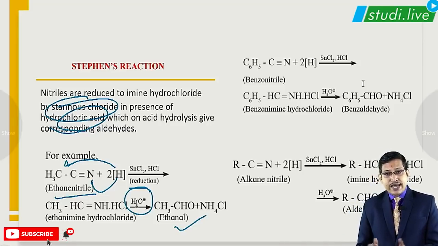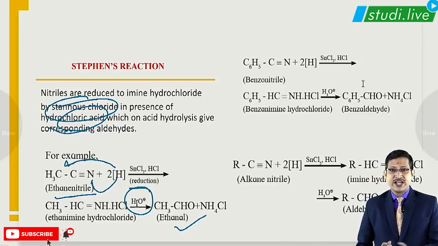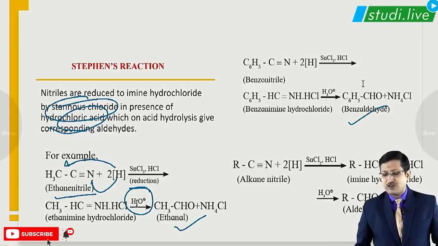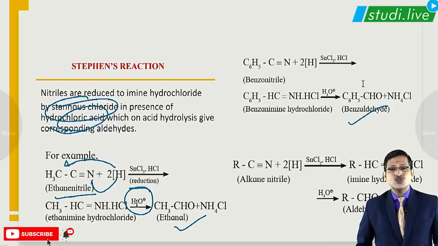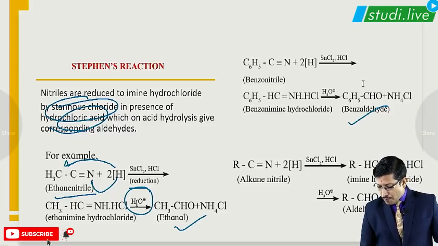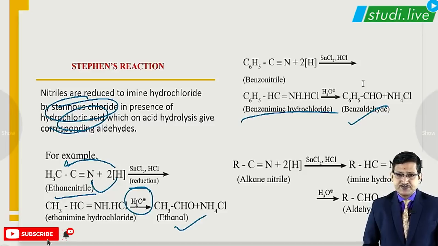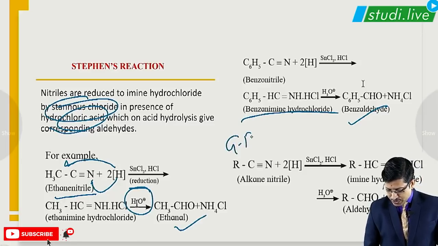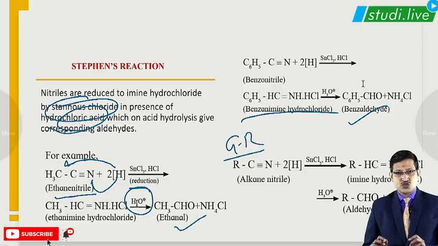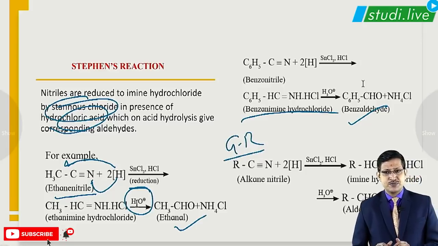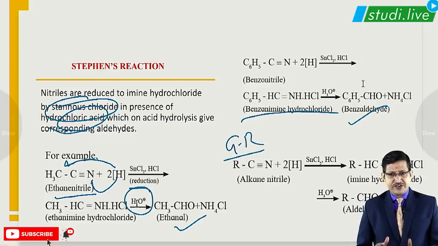Same reaction can be carried out with benzonitrile or the benzene ring, where it gives you the formation of benzaldehyde. So benzonitrile in the first step gives you benzimine hydrogen chloride or hydrochloride, which will further give you the formation of benzaldehyde. And this is the general reaction. So Stephen's reaction, many a time it has been asked in many of the exams, and it is a very important reaction. But the keywords to remember: SnCl2 and HCl.